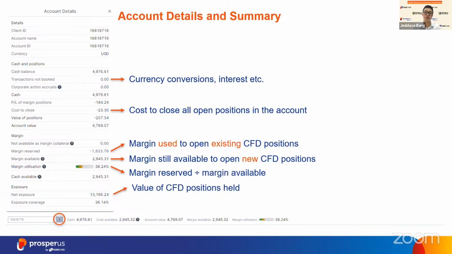You can pay attention to all these things by looking at the account details and summary. All right. Now, this exposure coverage is, in simple words, how much your account value covers your exposure. So in this case, it's about 36%. And you would want your exposure coverage to be relatively higher. Higher is better, of course.